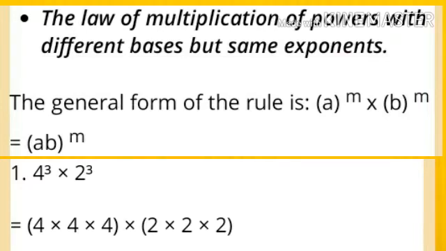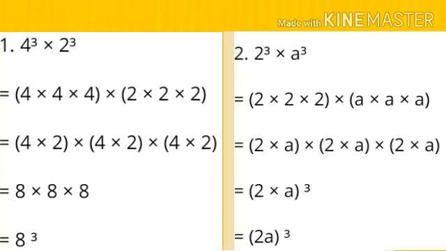Next law, the law of multiplication of powers with different bases but the same exponents. The general form of the rule is a raised to the power m into b raised to the power m is equal to ab whole power of m, or a into b whole power of m. Example, 4 raised to the power 3 into 2 raised to the power 3. We can write it as 4 into 4 into 4 and 2 into 2 into 2. We can write it as 4 into 2, into 4 into 2, into 4 into 2. We have three groups, so we can write it as 8 into 8 into 8, 8 raised to the power 3.